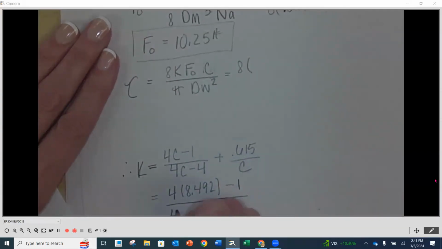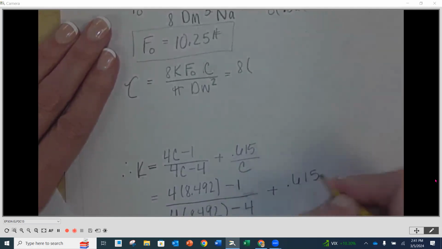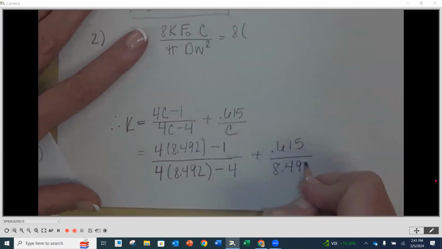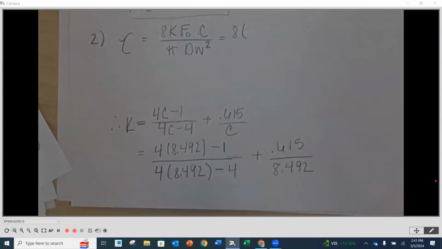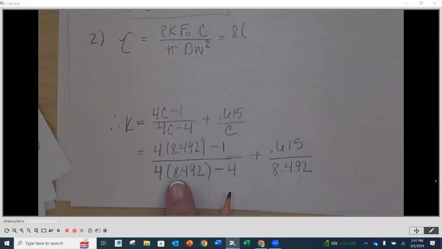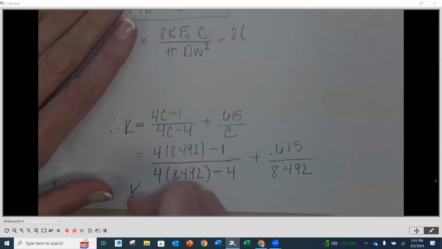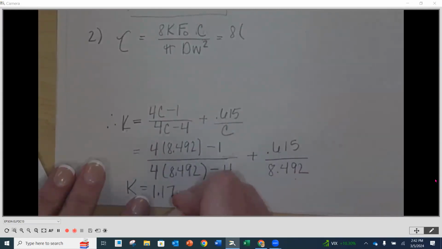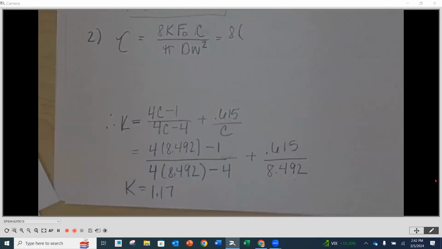Minus 1 divided by 4 times 8.492, minus 4. Our C value is unitless, just so you know, plus 0.615 divided by 8.492. So I'll double check. Our K factor is 1.17.